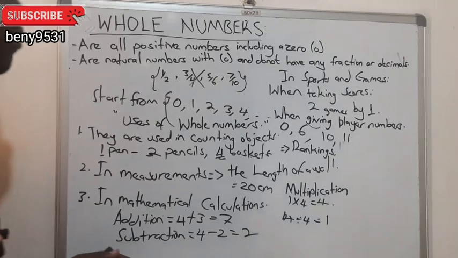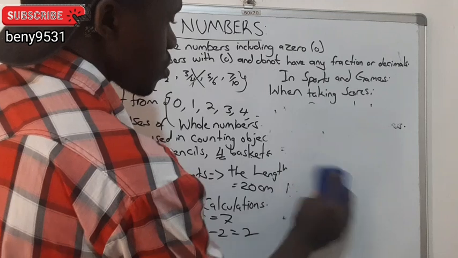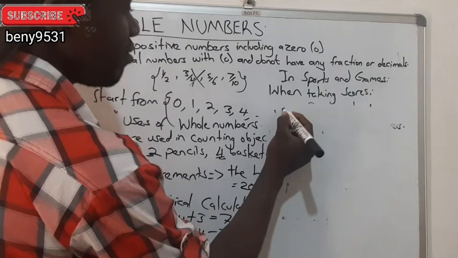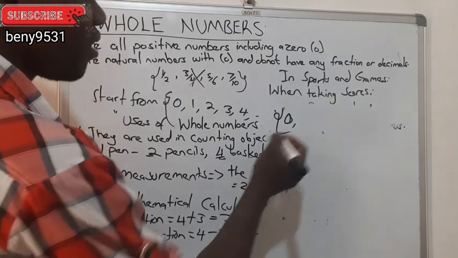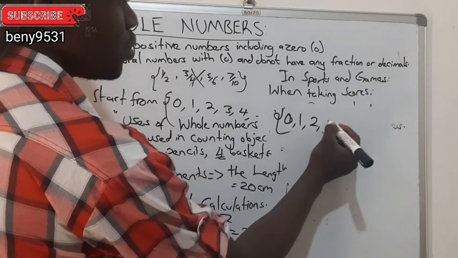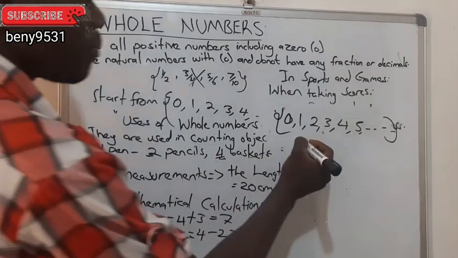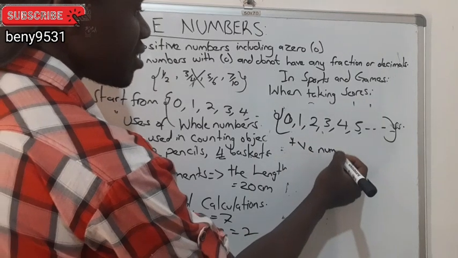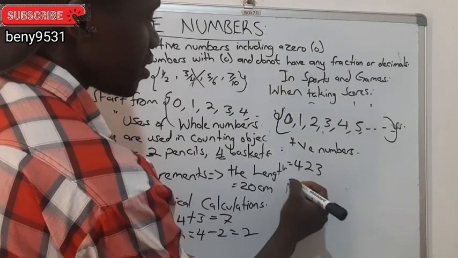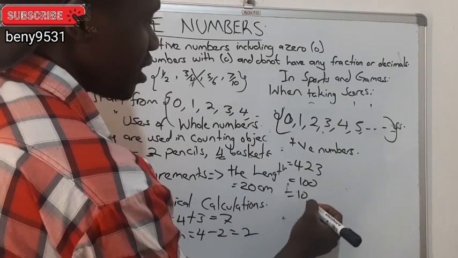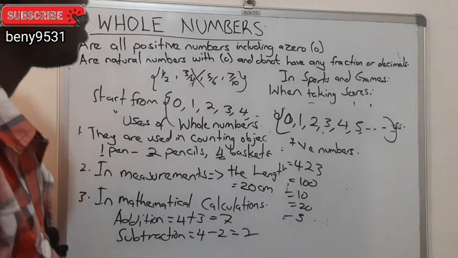In other words, with whole numbers you can have 0, 1, 2, 3, 4, 5, up to infinity, and all positive numbers. You can also have a number like 4, 2, 3, 100, 10, 20, 5, and so on and so forth. So those are the uses of whole numbers.